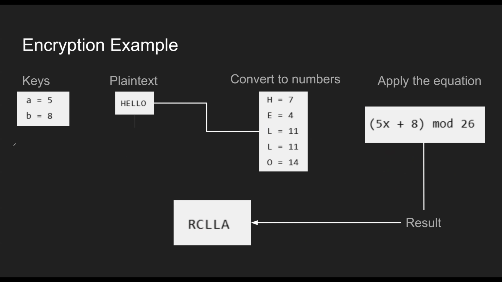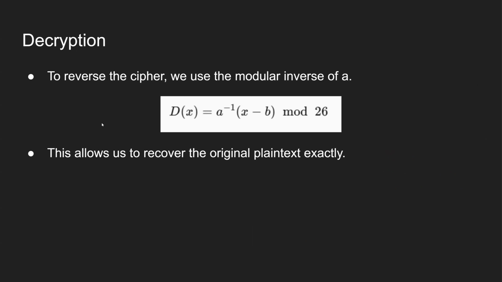Now, in order to decrypt it, we need to reverse the cipher by using the modular inverse of A, and that's represented like this. This essentially allows us to recover the original plain text exactly as originally written.